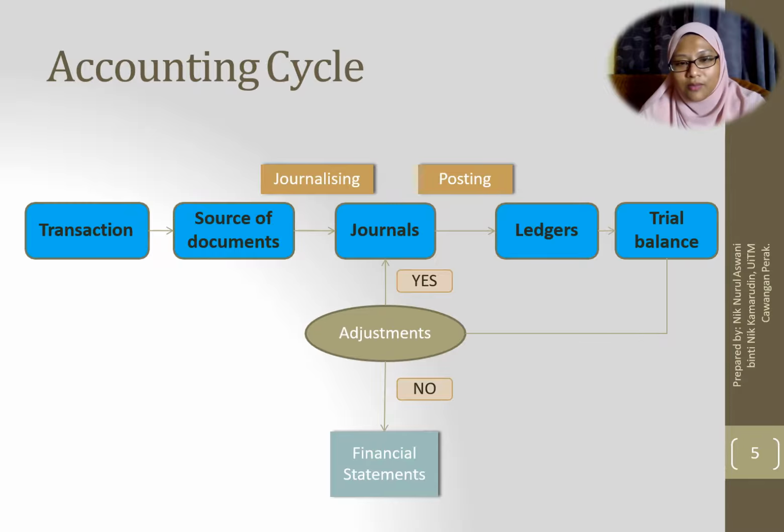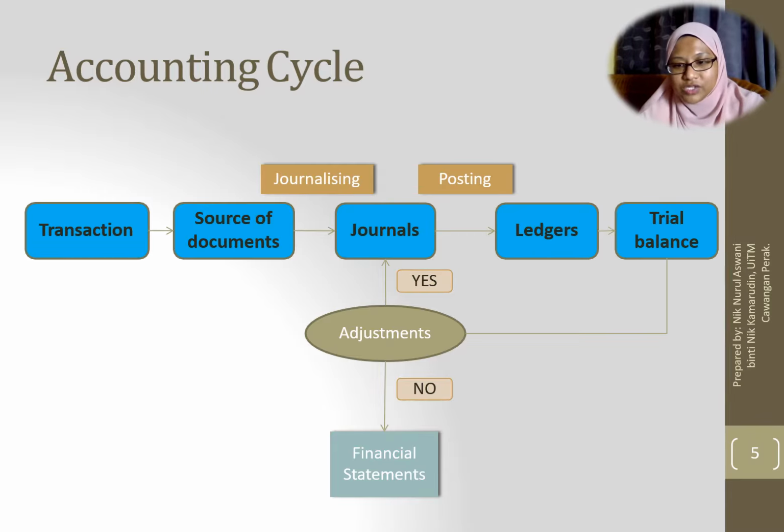We start with the business transaction itself. The transaction must happen for us to record. If the business transaction does not happen, then we have nothing to record. When there is a business transaction, usually we are going to have a source document. For example, we are going to receive a receipt, or we are going to issue an invoice for the transaction.